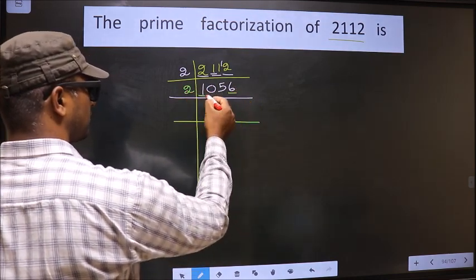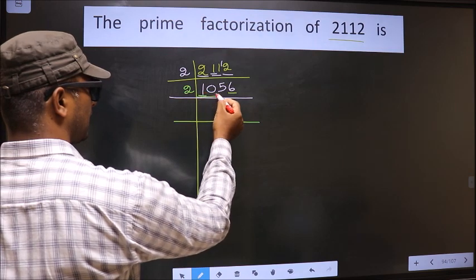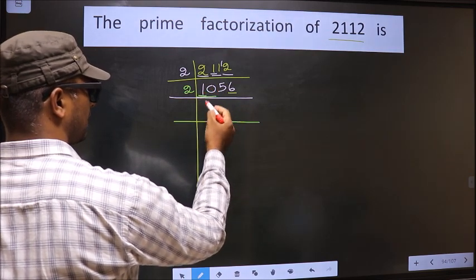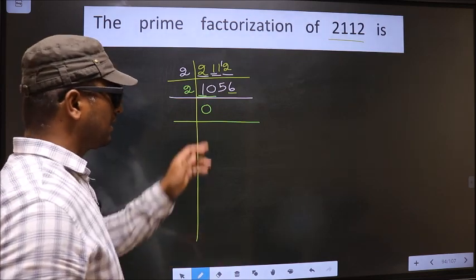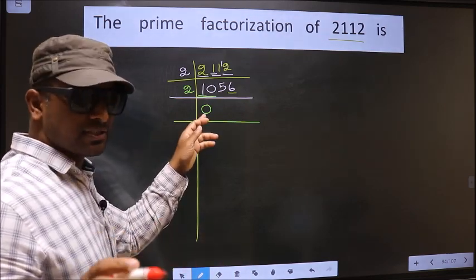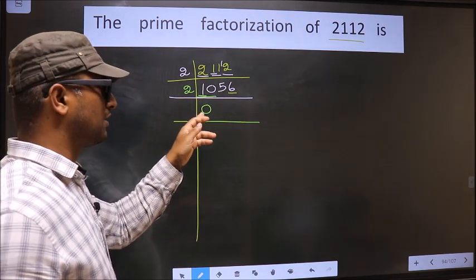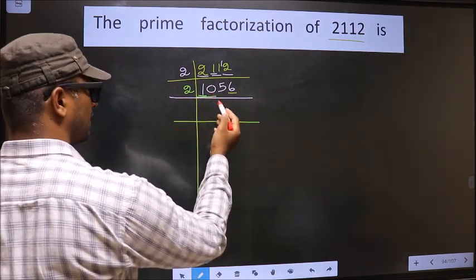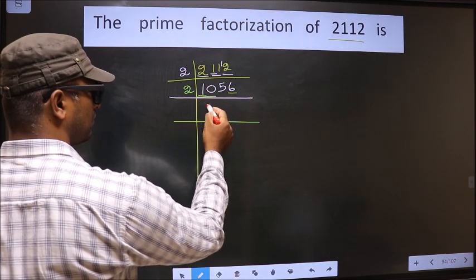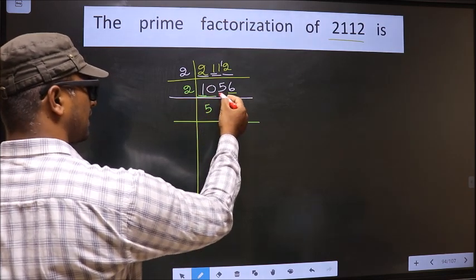The first number is 1 smaller than 2, so we take 2 numbers, that is 10. Whenever we take 2 numbers, compulsory we should put 0. But 0 at the starting does not count, so no need to write 0 at the starting. So here we have 10. When do we get 10 in 2 table? 2 5s 10. The other number 5.